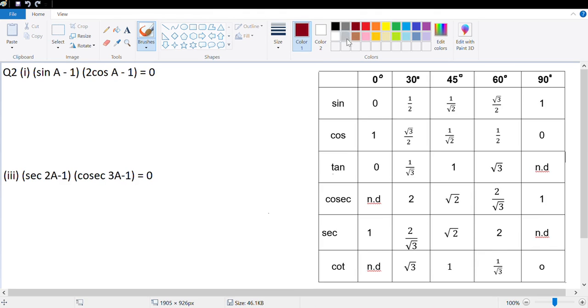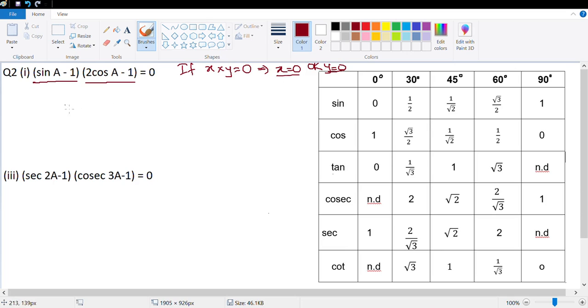The next question is question number 2, part 1. And that reminds me of the equations we did in factorization, where we had term 1 multiplied with term 2 is equal to 0. What it means is if x into y is equal to 0, then x is equal to 0 or y is equal to 0. Right? Because two non-zero numbers when multiplied with each other can never give us 0.